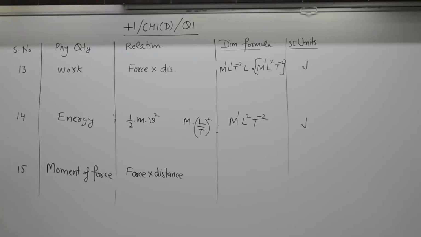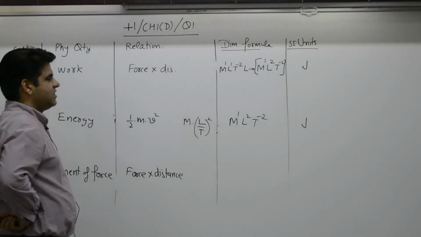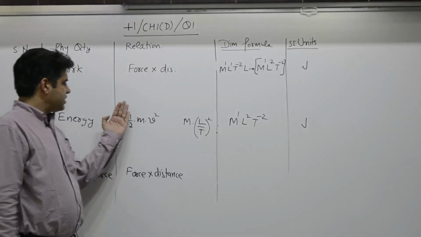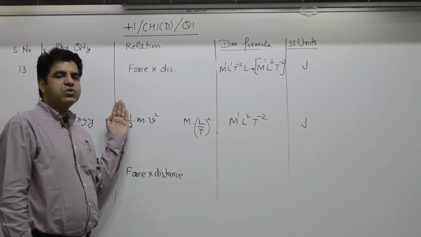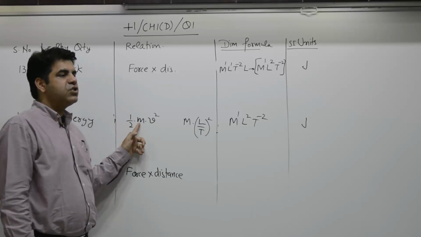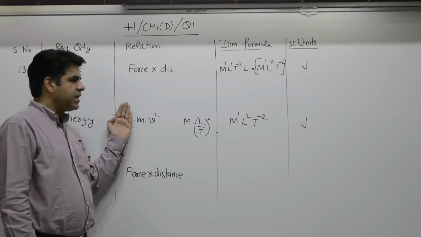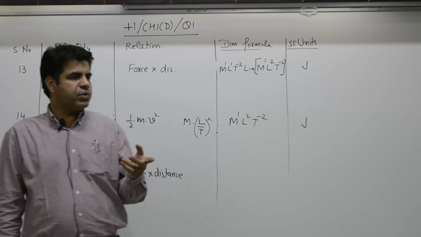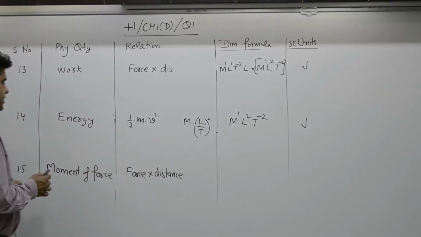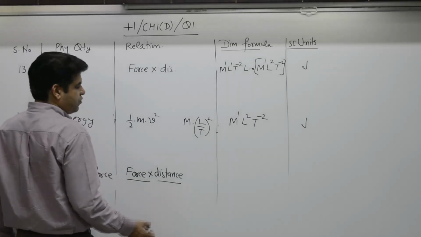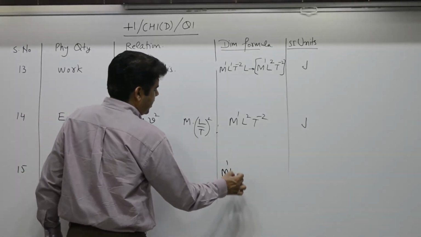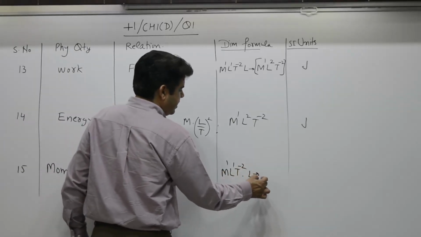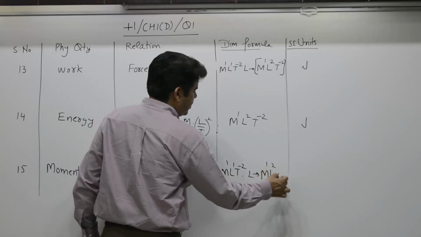Dimensions are powers of mass, length, time. This numerical value 1 by 2 has nothing to do with how kinetic energy depends on mass or speed. That is why it is not to be taken into account. So such factors, 2 by 3, 4 by 7, 1 by 2, are not to be taken into account. Right? Reason. Moment of force is force into distance. Force is what? M1 L1 T minus 2 into distance, again length. Dimensional formula is M1 L2 T minus 2.